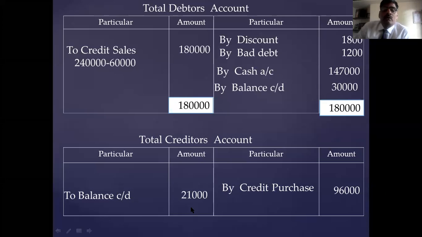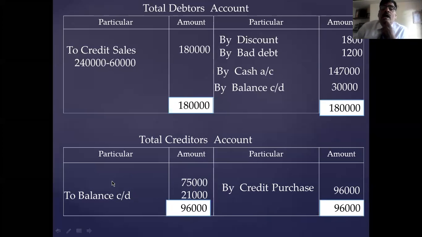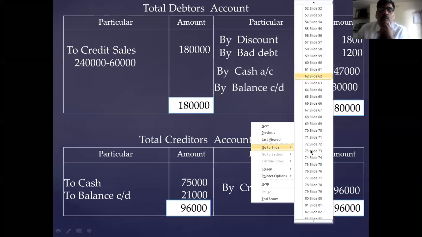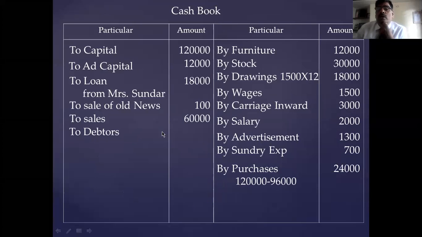Debit side. Now you close the creditors account. Creditors account total is 96,000. Then difference is 75,000. This 75,000 difference is on the debit side. Debit side important item is cash paid to creditors. So it is called to cash. These two items I'll take in the cash book. In the cash book, debit side to debtors account 1,47,000. Credit side by creditors 75,000.